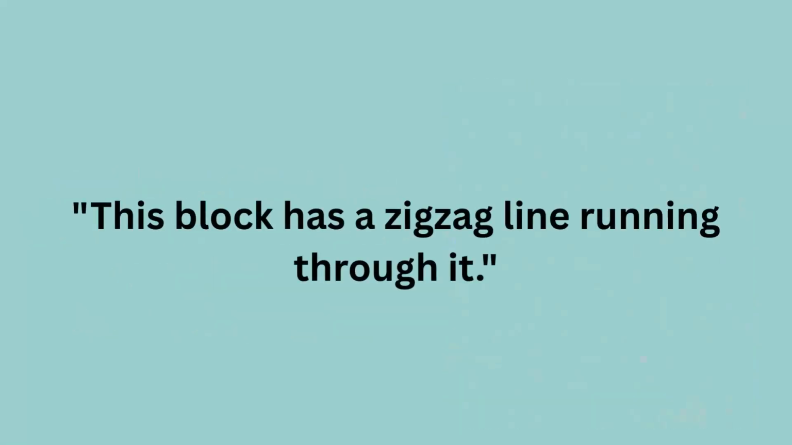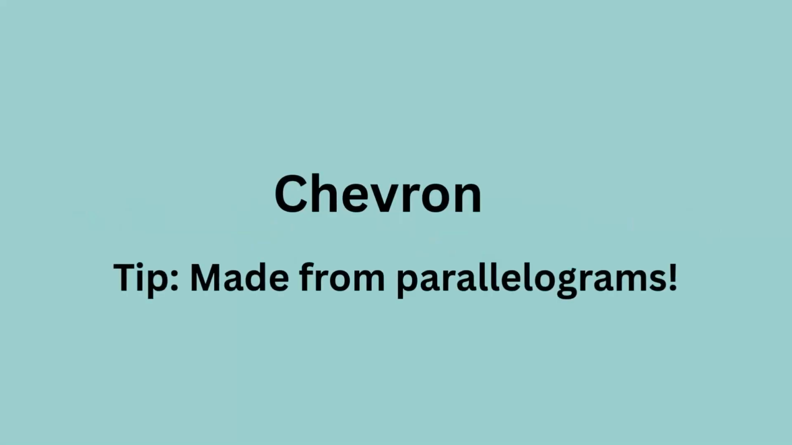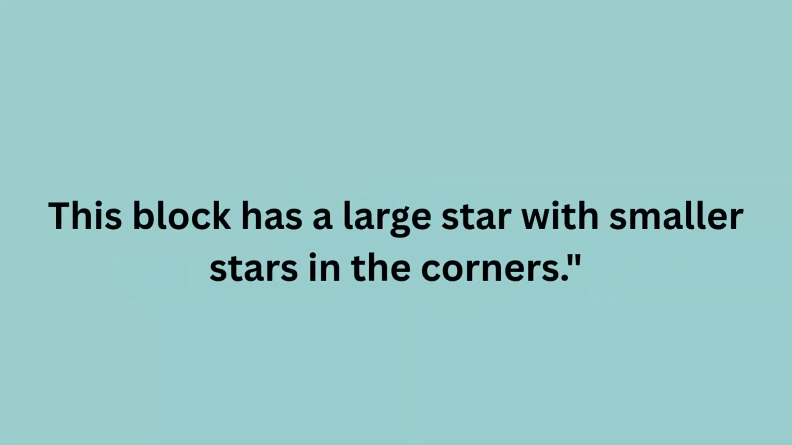This block has a zigzag line running through it. What could it be? Let's see. It's the chevron, made from parallelograms. That's a long word, definitely. Haha.